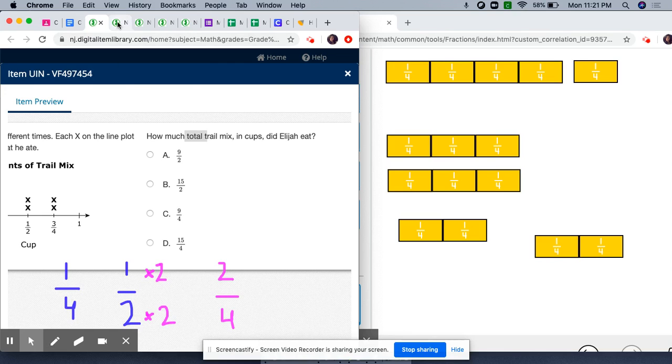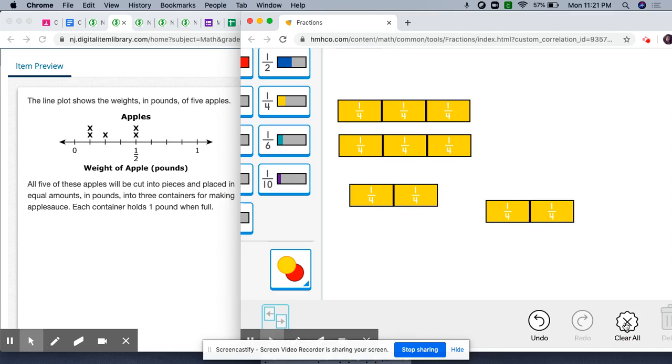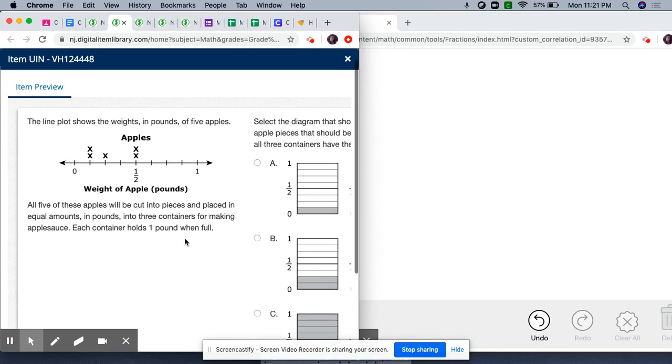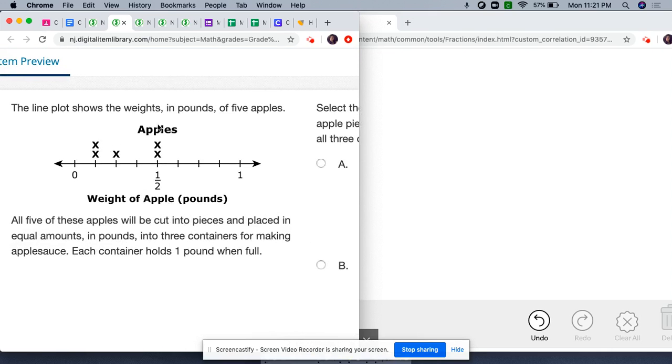Okay, let's go to Tuesday's now. So Tuesday's says the same thing. I have another line plot. Okay, let me clear my board here. I have another line plot, and it says, what is the weight in pounds? This line plot shows the weight in pounds of 5 apples. Okay, so this is 1 apple, 2, 3, 4, 5. I can see the 5 apples. They're represented by X's. And it tells me their weight based on where they are on this line.